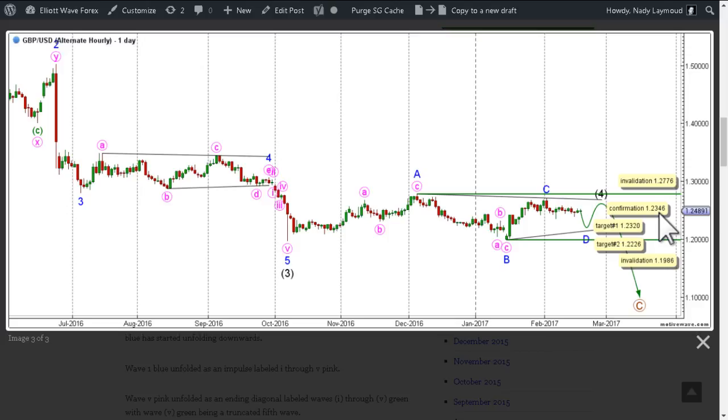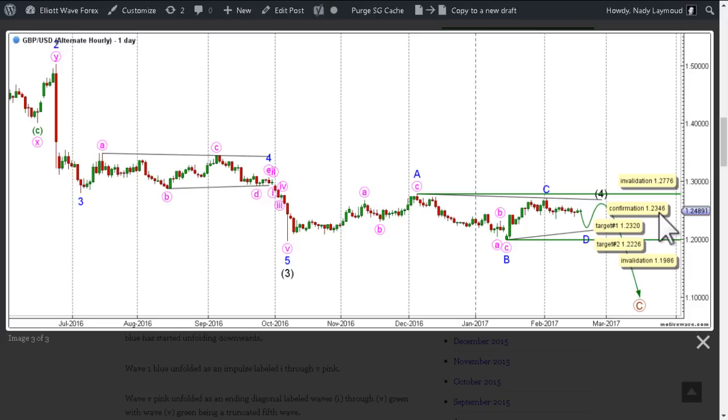So to wrap this up, this week's key level for cable is at 1.2707, and as long as that level holds, the bearish count would remain in action either as a series of first and second waves, and in that case, a sharp downwards movement is to be expected.